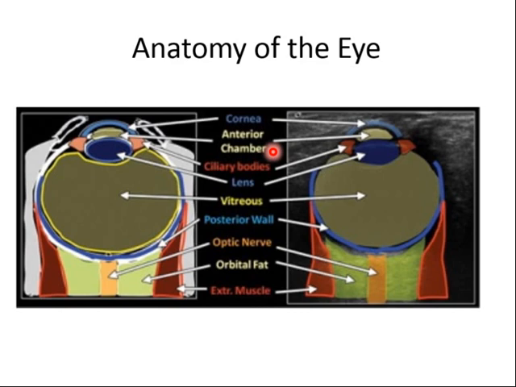This is an illustration of the ultrasound of the eye. The outer echogenic line here is the cornea, and beneath it, the anterior chamber. We cannot see the posterior chamber, it's very small. This one is the lens with its anterior and posterior capsule, and this is the vitreous and the layers of the eye. This retrobulbar area contains the optic nerve, retrobulbar fat, and the muscles of the eye.